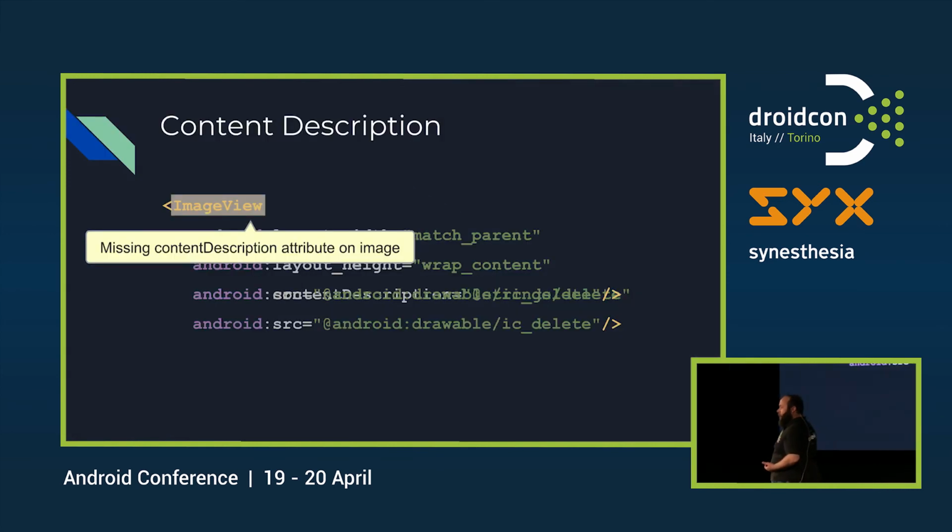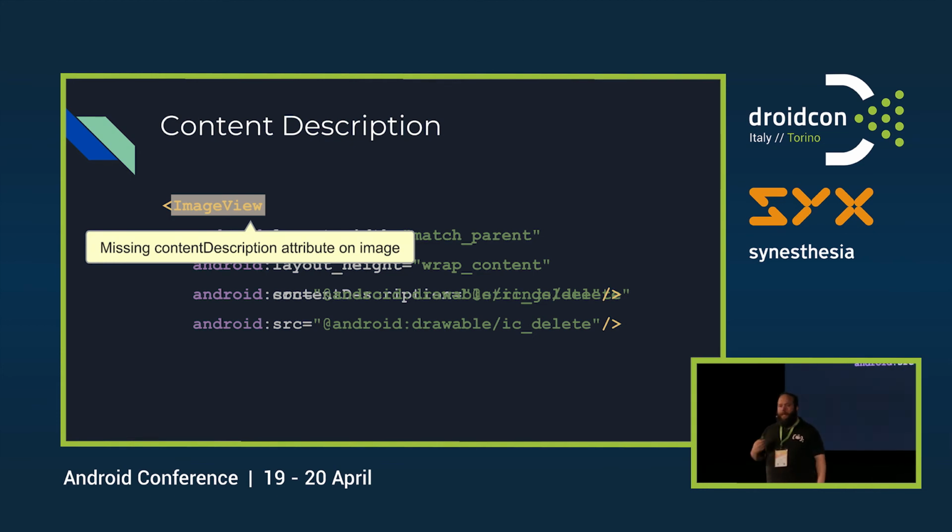How can we help the user to understand that? Do you see something wrong in this XML? If we write this code, we will get another warning. Missing content description. I'm pretty sure that every image view in our code has at least one warning of this type. The content description is what Talkback reads.